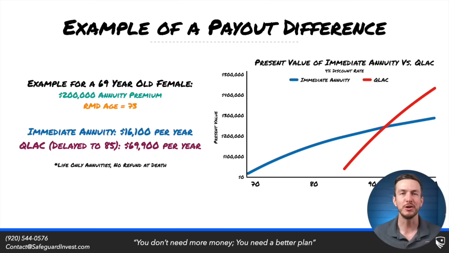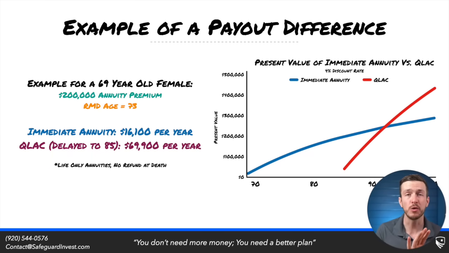Yes, with an immediate annuity, she's receiving income for an extra 16 years, but is receiving a smaller amount of income. If we just look at a raw dollar basis, because the delayed payout is so much larger, it would only take a bit more than 4 years after the QLAC started for both of these income annuities to have generated the same total income. But here's the problem with that comparison.